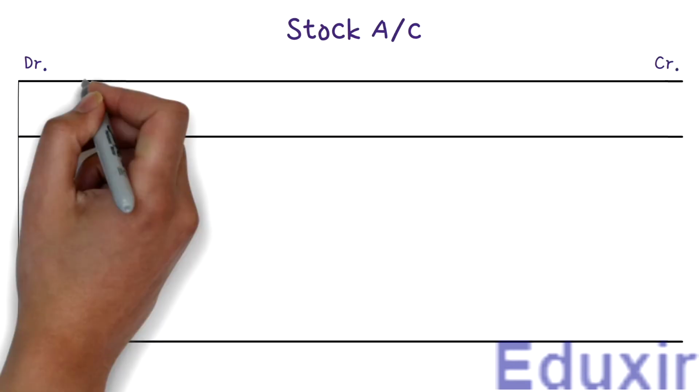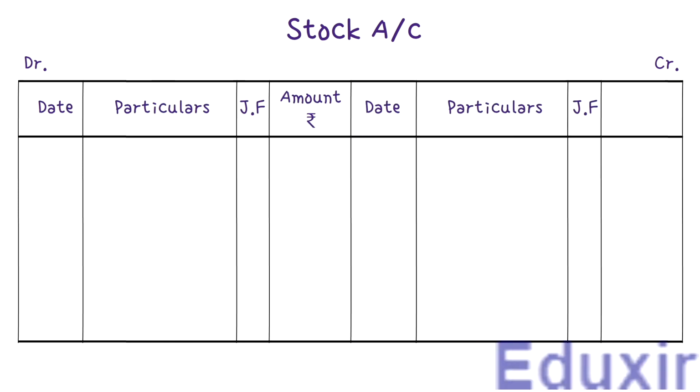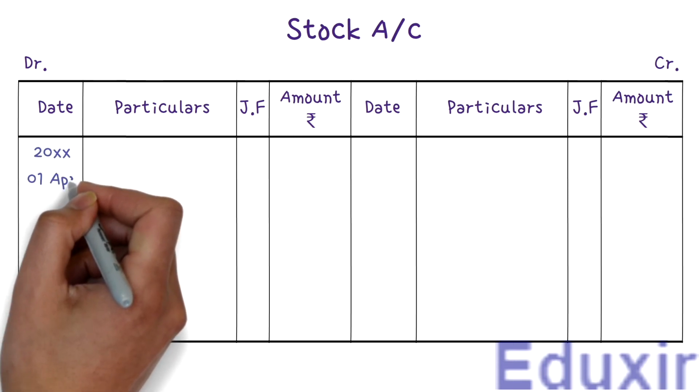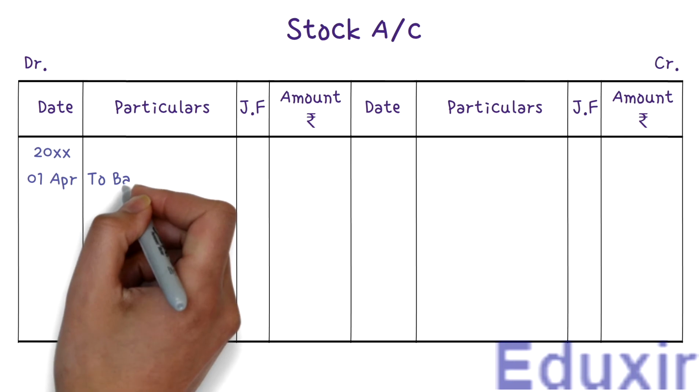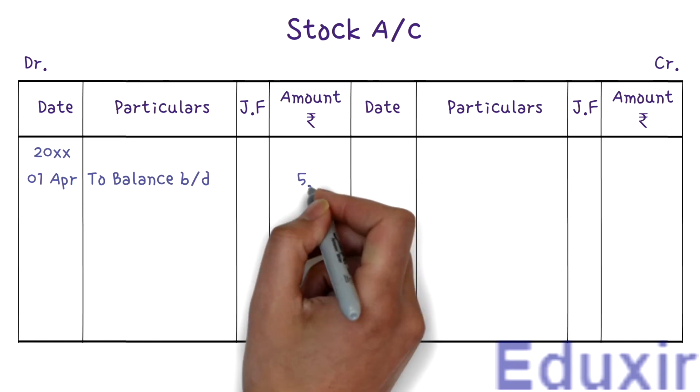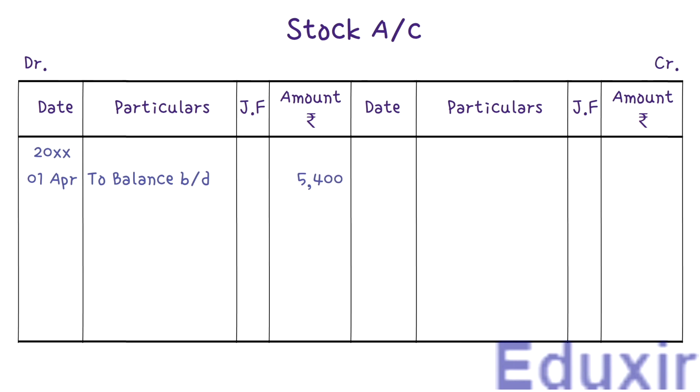Let us have the ledger account format with all the headers. As this is the first entry on the debit side, let us first write the year in the date column and then let us write the date. We need to write "to balance brought down" into the particulars column. Let us then write the debit amount of 5400 rupees in the amount column. That completes the posting of this journal entry into the stock account.